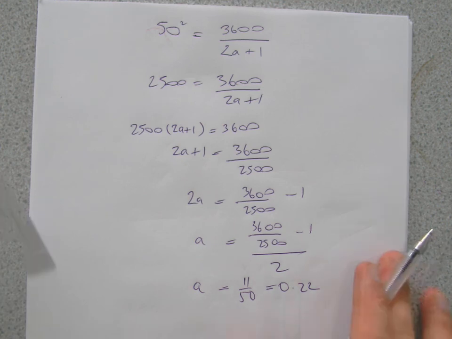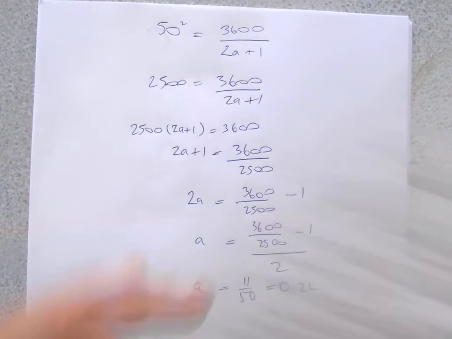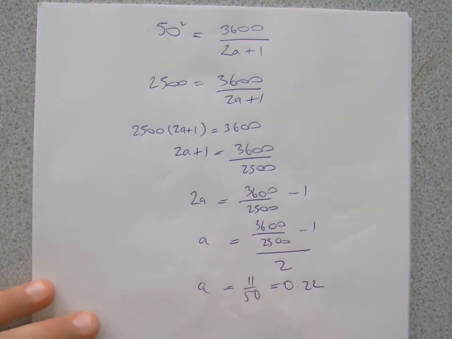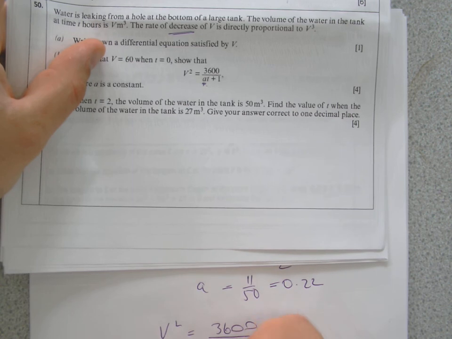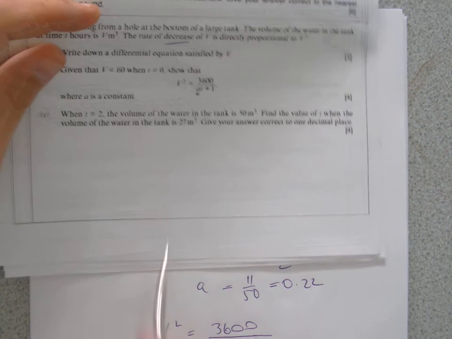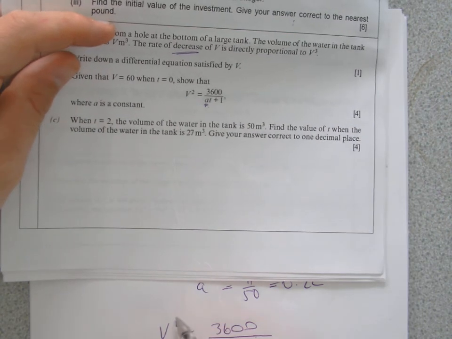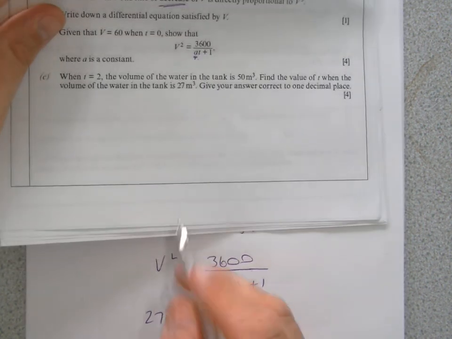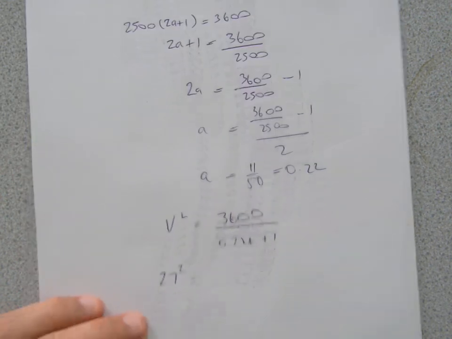So that helps, doesn't it? But it says then, find the value of t when the volume of the water in the tank is 27. Give your answer to one decimal place. Well, what we do now is we go back to what we had here, but we substitute in now 0.22 for a. And then we put in the volume of the tank to be 27. Because v is 27, we're going to put 27 in, so it'll be 27 squared, and we can get t then from here.